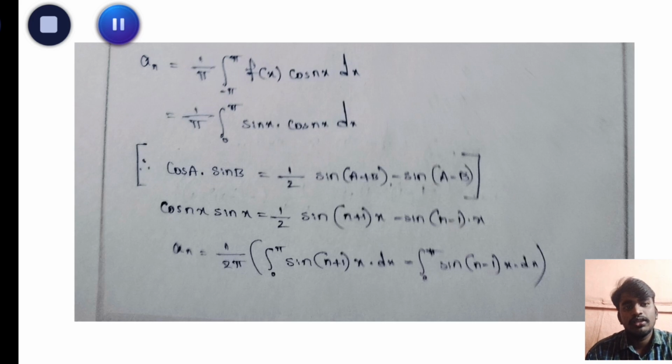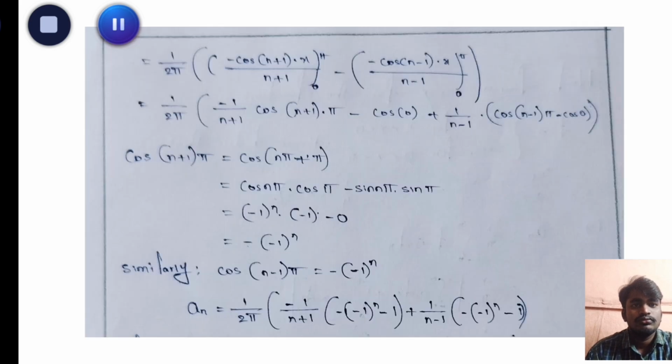a n equals 1/(2π) [integral from 0 to π of sin((n + 1)x) dx minus integral from 0 to π of sin((n − 1)x) dx]. Here, 1/(2π) of [−cos((n + 1)x)/(n + 1) over the limits 0 to π, minus cos((n − 1)x)/(n − 1) over the limits 0 to π].